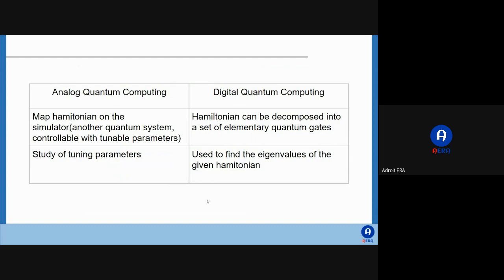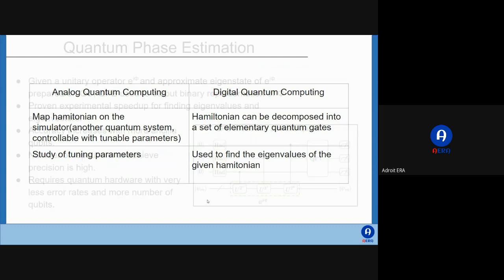In digital quantum computing, the Hamiltonian is decomposed into a set of elementary quantum gates, which is basically the same. Here you map that by yourself using a particular process, but in digital quantum computing, using a decomposition technique, you can directly decompose the Hamiltonian into a particular set of quantum gates, and once you have the quantum gates, you can directly use them to run it on the quantum computer. So that is the main difference between analog and digital quantum computing.